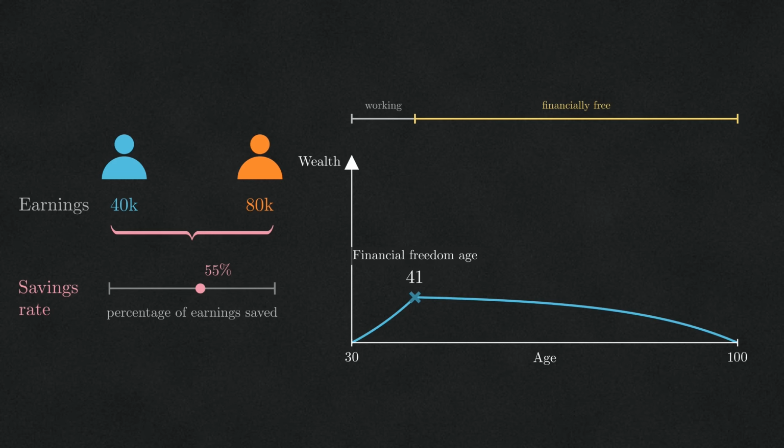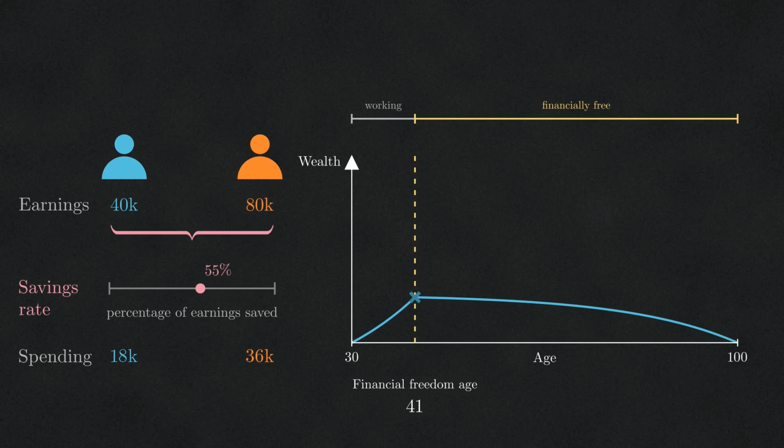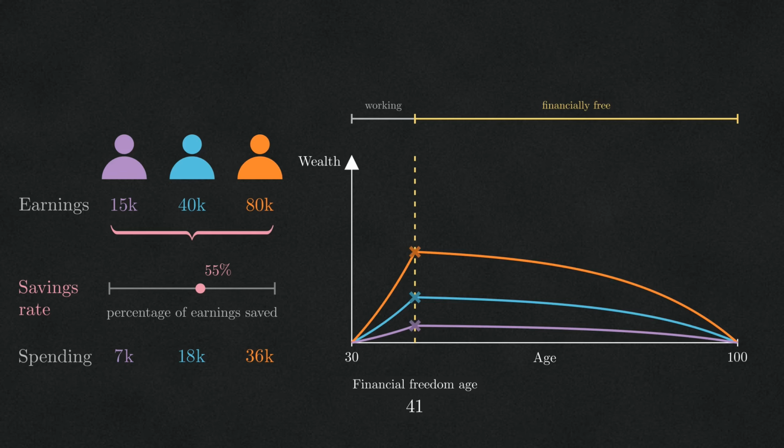Consider two people with the same savings rate, but one has double the earning and double the spending. They are both saving 55% of their earnings. For our orange person, the amount of wealth they have is growing twice as fast in the working period, but they also need twice as much to be financially free. And the net effect is the same financial freedom age. Adding a third person, we can see three people with three very different earnings, all reaching financial freedom at age 41.